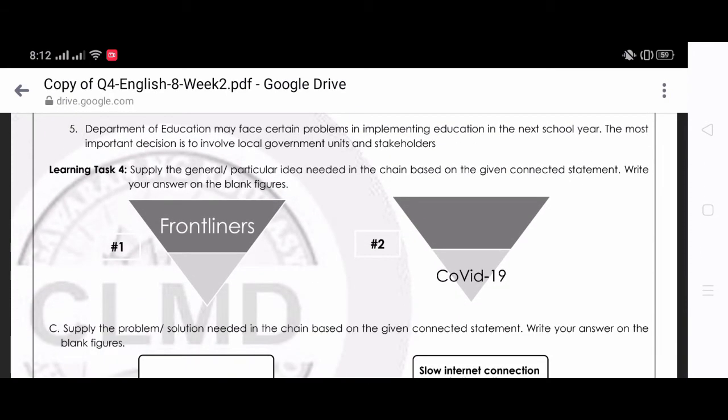And for our learning task 4, you should supply the general or particular idea needed in the chain based on the given connected statement. Okay? Write your answer on the blank figures. So, sa frontliners, ano kaya ito? Isa itong general idea masasabi natin. Okay? Magbigay kayo ng isang word or isang bagay na mag-fall under sa frontliners. Ano ba yung specific example ng mga frontliners? Just give one. Okay? Sa number 2 naman, COVID-19 is a specific example. Ano kaya yung general idea na pwede natin i-connect sa COVID-19?